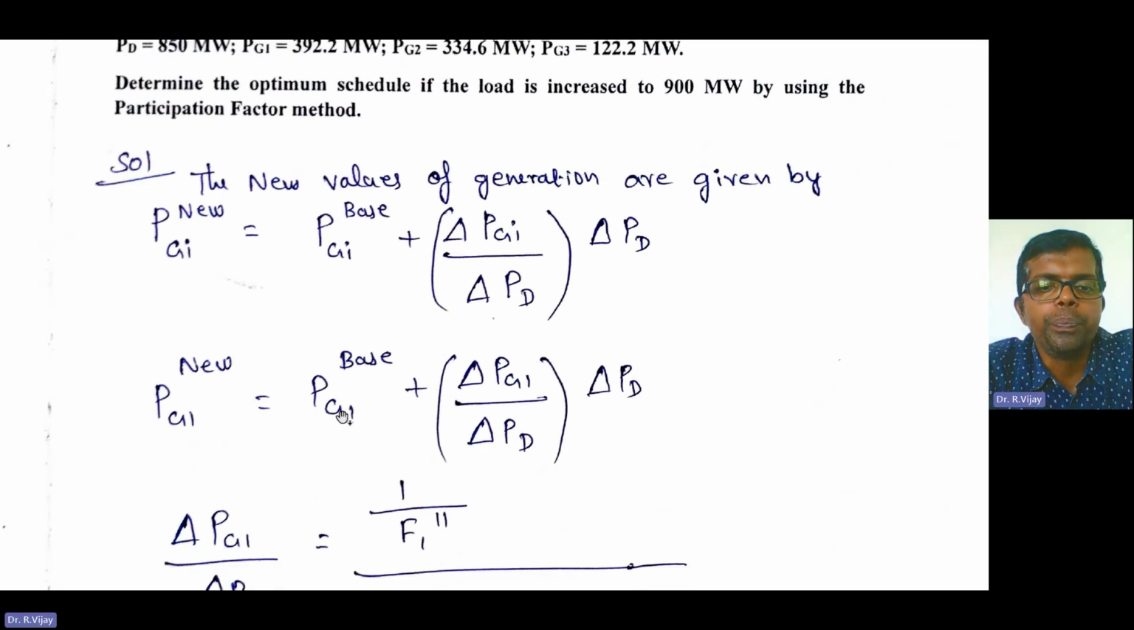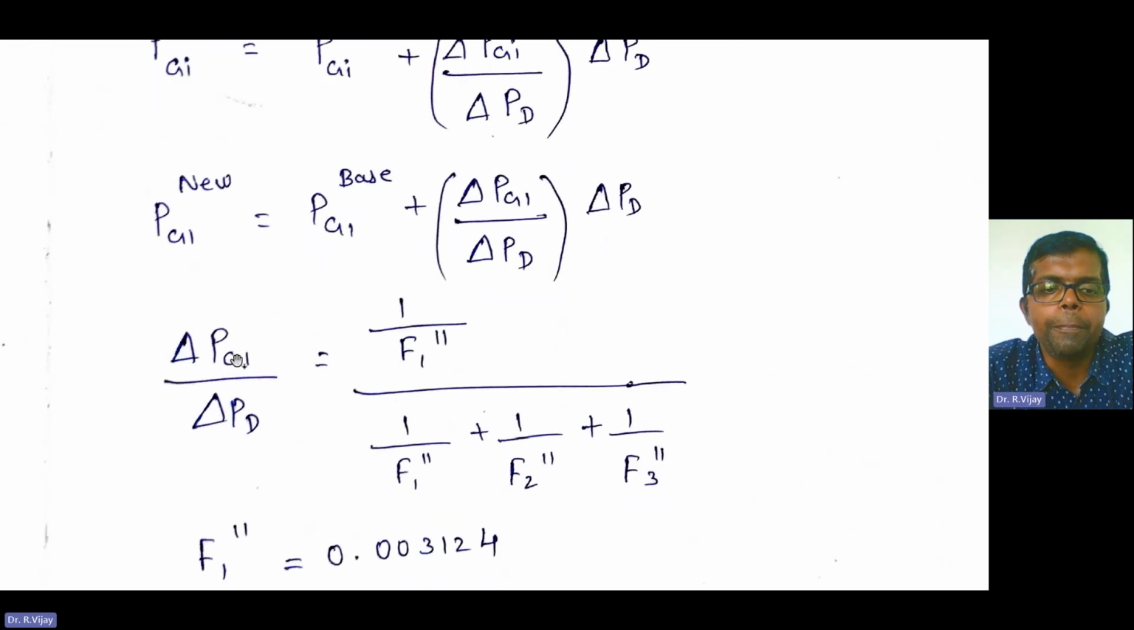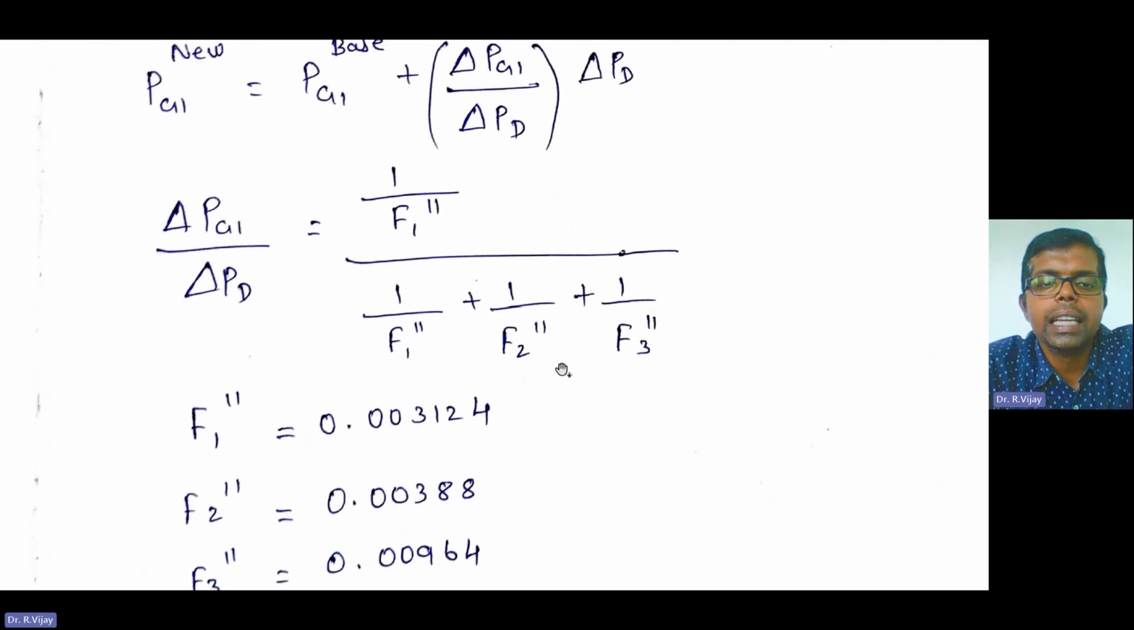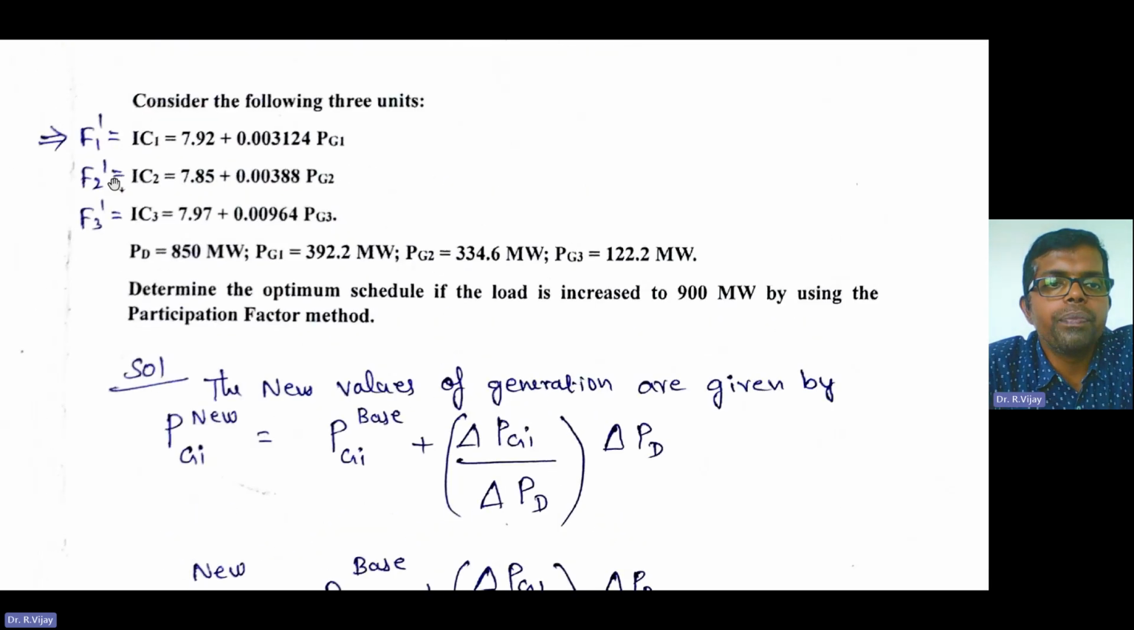Now we need to calculate PG1 new. PG1 new is equal to PG1 base plus del PG1 divided by del PD into del PD. So here we need to calculate del PG1 divided by del PD. This also is already derived. Del PG1 divided by del PD is equal to 1 divided by F1 double dash, the whole divided by 1 divided by F1 double dash plus 1 divided by F2 double dash plus 1 divided by F3 double dash. F1 double dash we need to calculate. Already given in the problem, IC1 is given. IC1 is nothing but F1 dash.